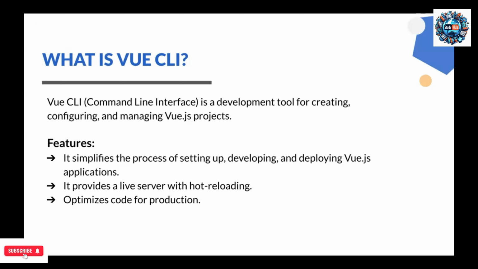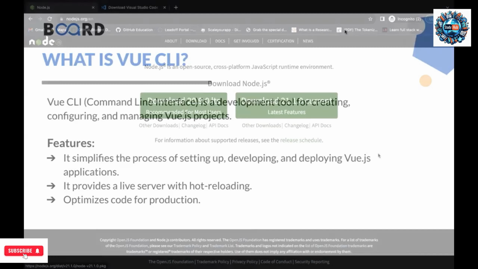And at last, it optimizes the code for production, which means that it automatically writes our code and puts all the best practices in there so that whenever we want to move this code to production, it is directly production ready. We don't need to make any other change. Now let's see how we can use all this for setting up our first Vue.js app.